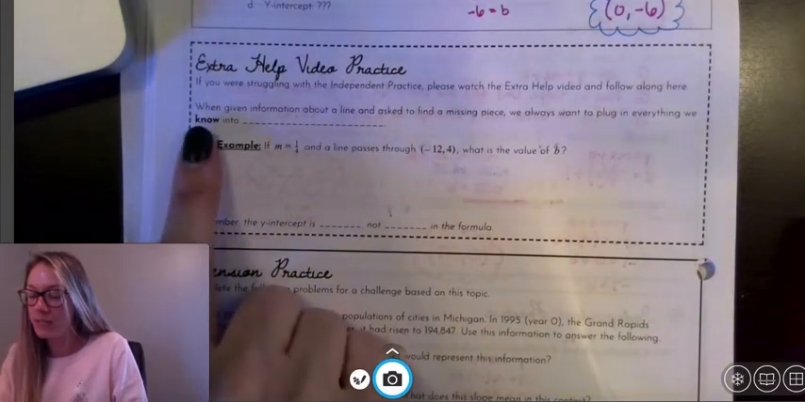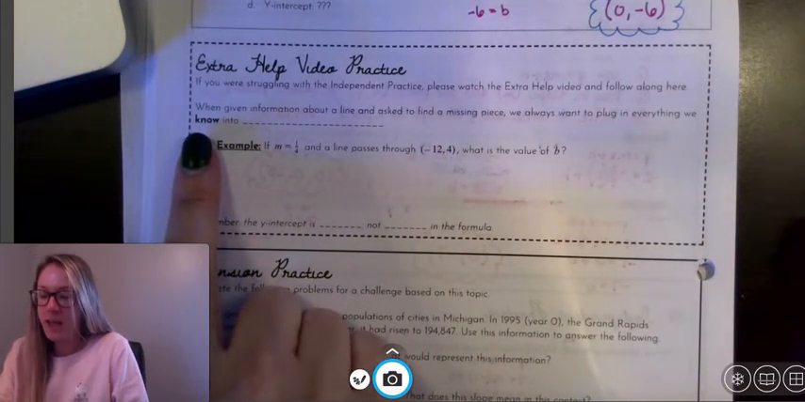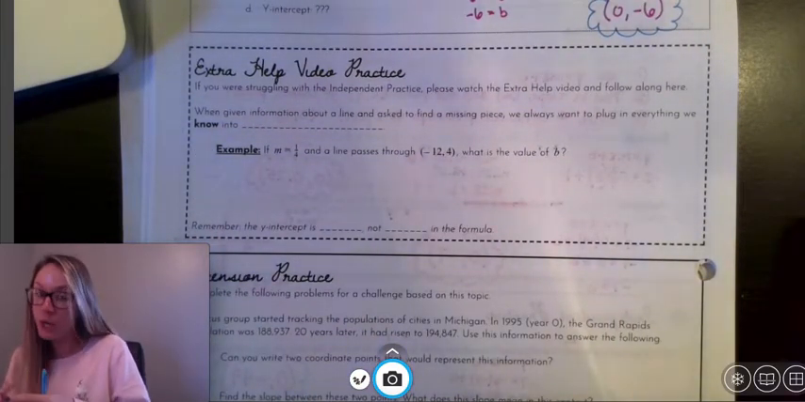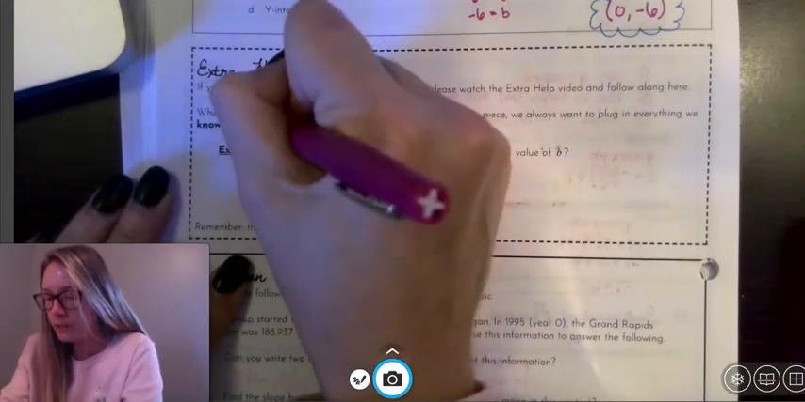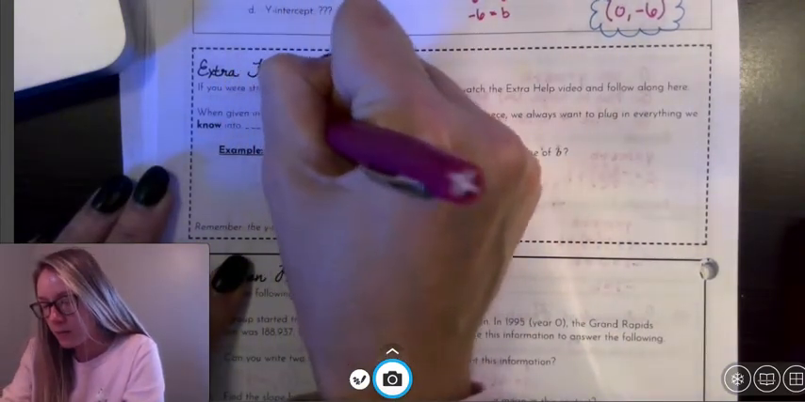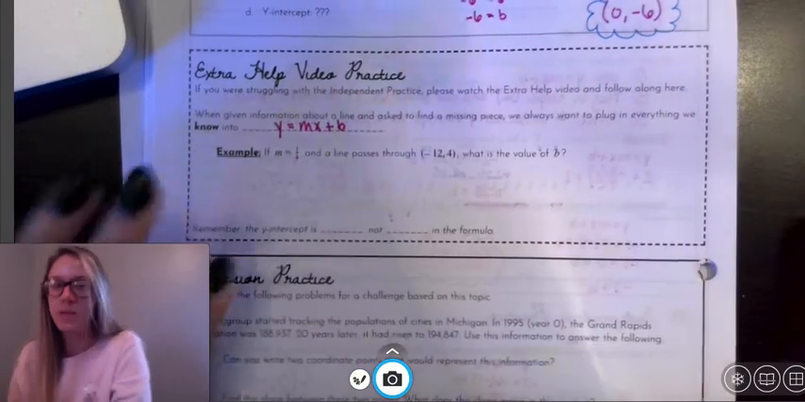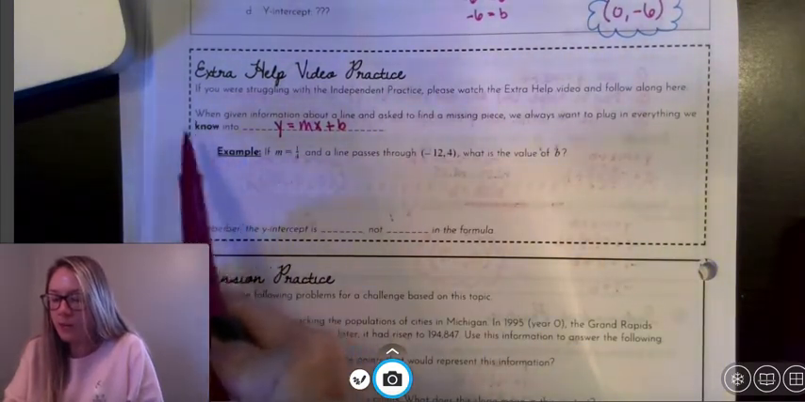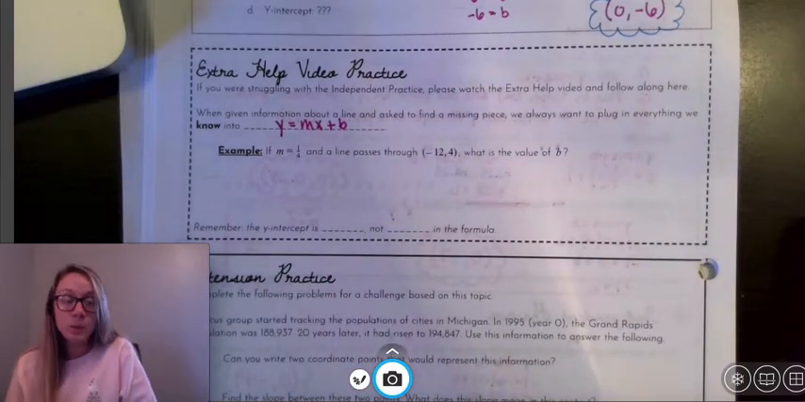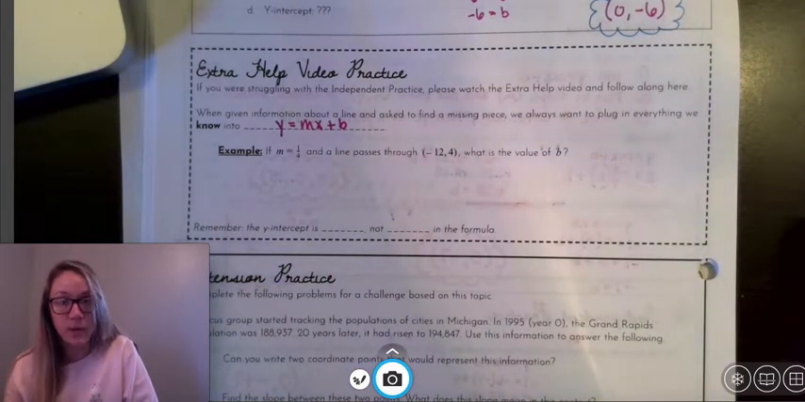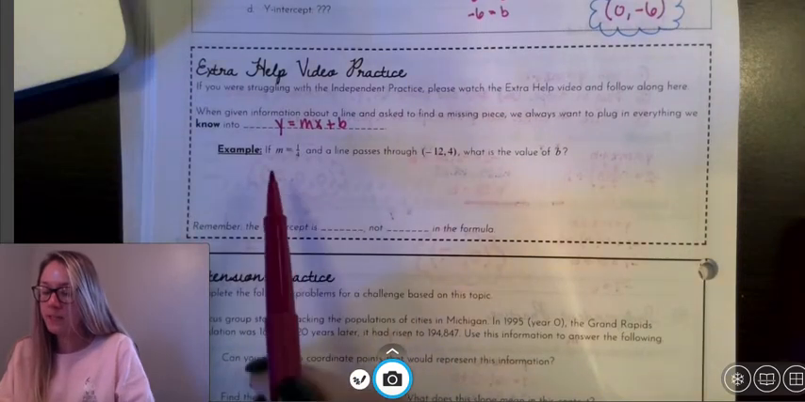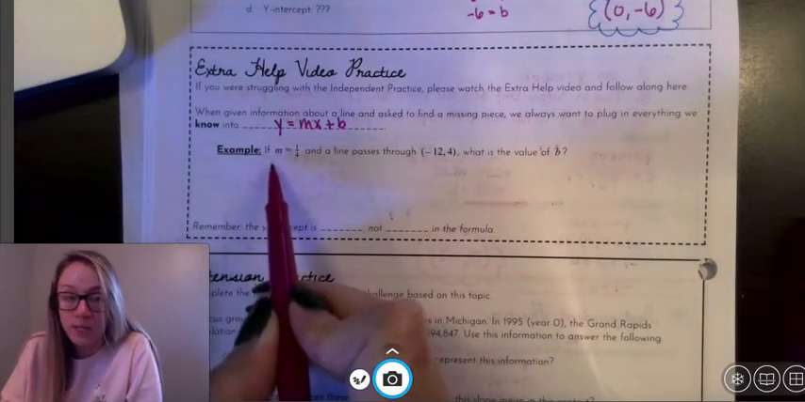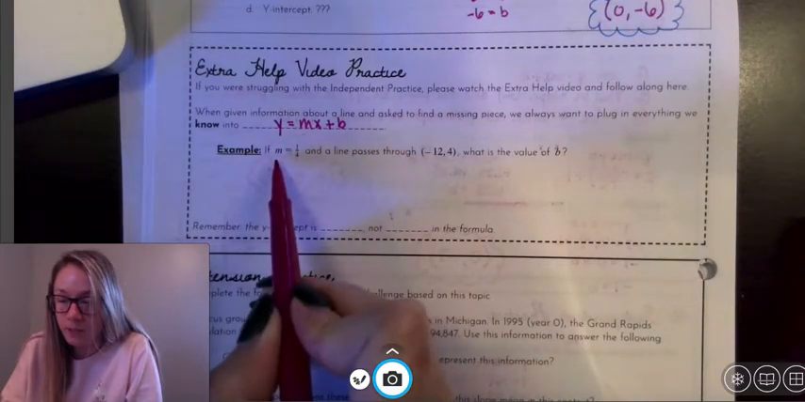The first thing, when given information about a line and asked to find a missing piece, we always want to plug in everything we know into our slope-intercept form, which is y equals mx plus b. So anything we know goes into this. And it's super helpful to label everything that we know. So in this example, it says if m equals 1/4, and m is our slope, it's already labeled for us using the same letter, so that's good.